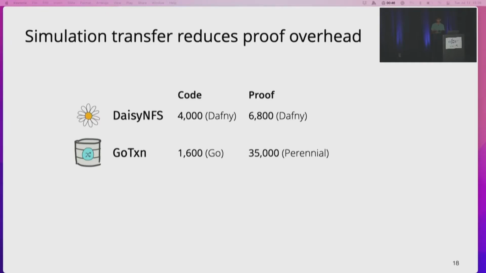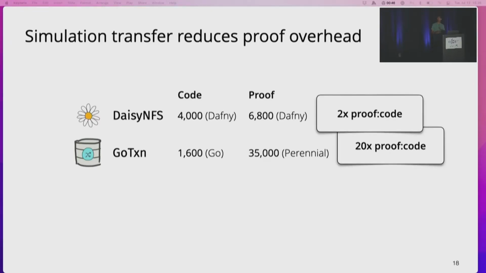One coarse measure of proof overhead is to look at the ratio of lines of proof to lines of code. And we find that DaisyNFS has a pretty low proof to code ratio, less than 2x, whereas GoTxn is more like 20x. And the result of having this lower proof burden is that it's a lot easier to get to these 4,000 lines of code, add features to cover most of NFS, and to improve the performance of the file system code.